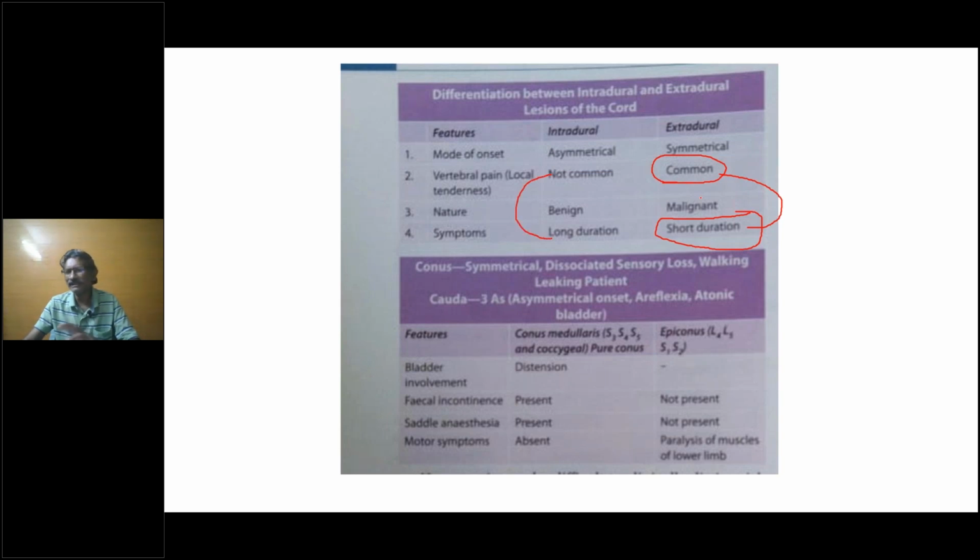And benign versus malignant, I don't think it's correct. It can be either way. But generally, intradural lesions are benign. But this is again not a rule. Don't stress on that much. And as I told you, vertebral pain, whether it is symmetrical or asymmetrical, again this is very difficult. So I think you can look at two points here: local tenderness and nature of symptom. Maybe you can add the nature, but again it's difficult. So intradural versus extradural, technically it's very difficult to really tell.